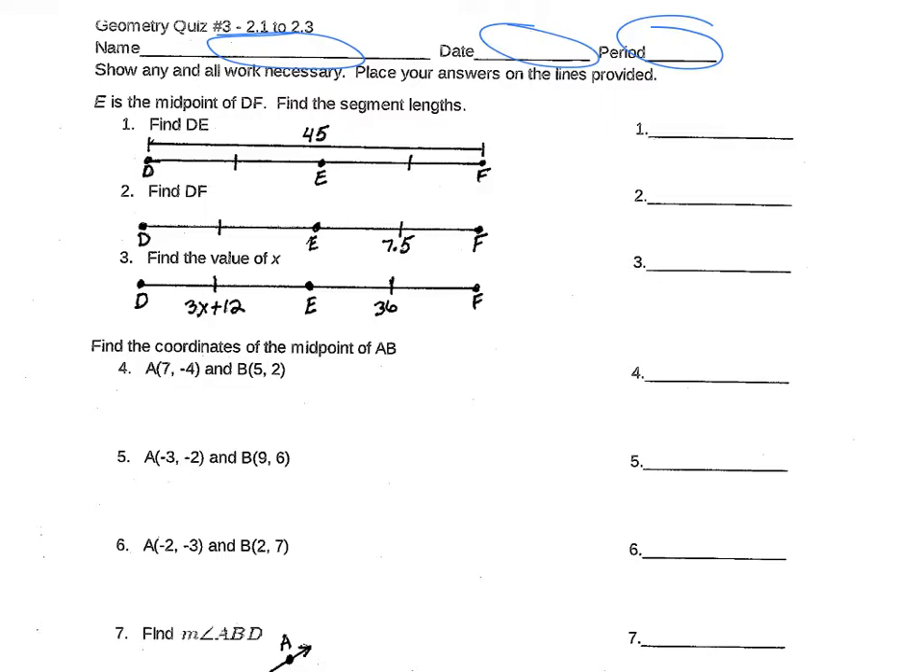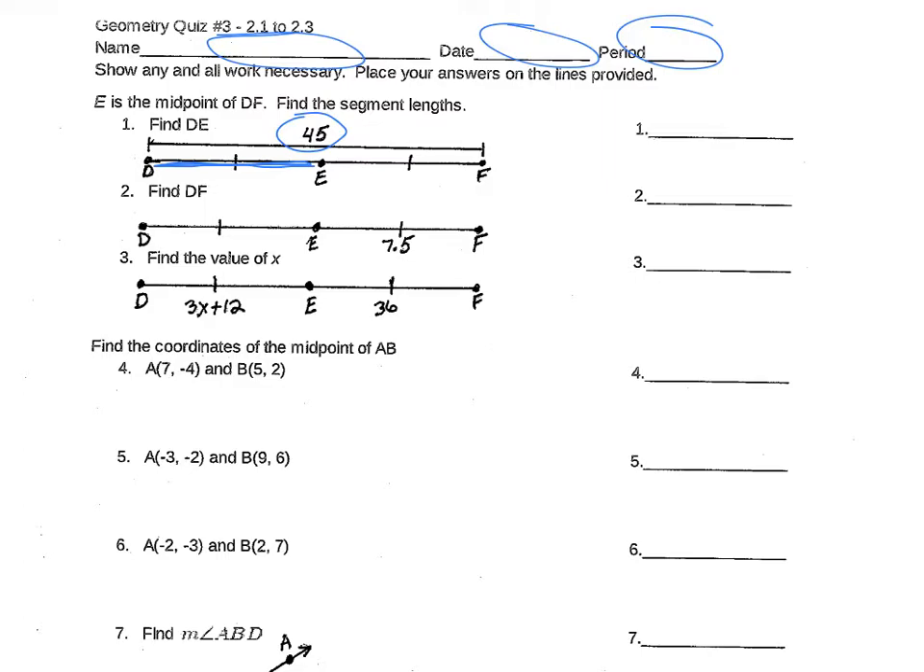Follow the directions. In numbers 1, 2, and 3, E is the midpoint of DF, that segment there. You need to find the lengths of, in number 1, you need to find DE. So that is this section right here. You need to find out how long is DE. The whole thing is 45 units.